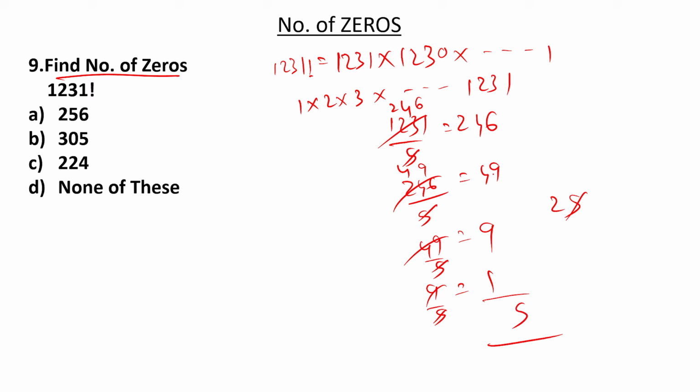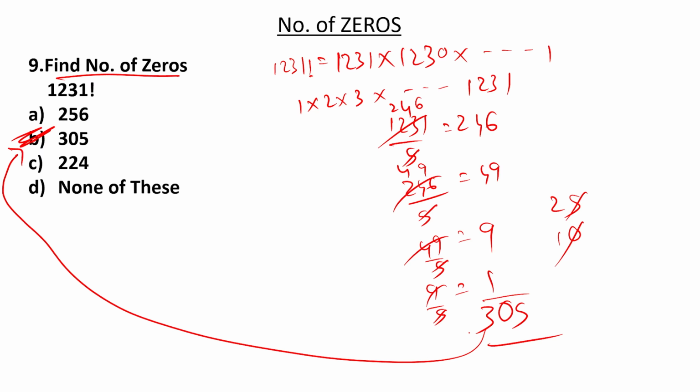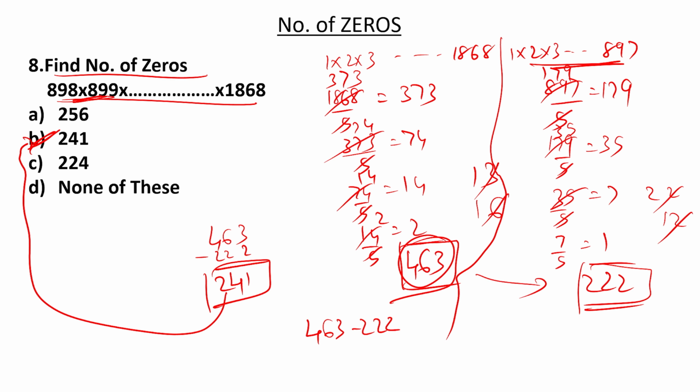4 plus 4, 8, 9, 10. 305. 305 is our answer. We got the answer. That's how we find the number of zeros in 1231 factorial. I hope you understand it. Let's move on to the next question.